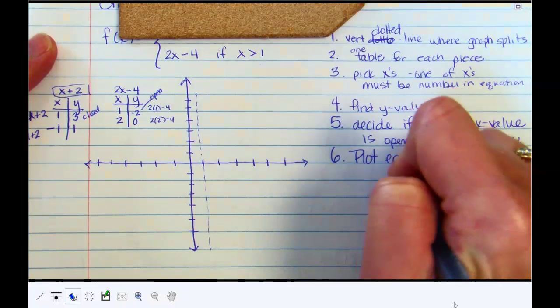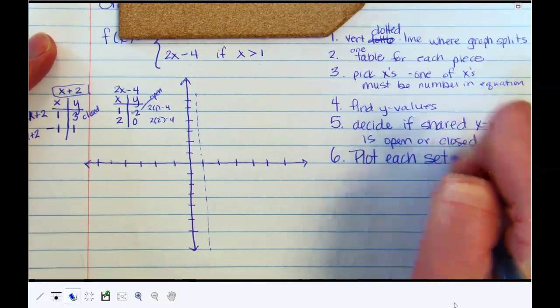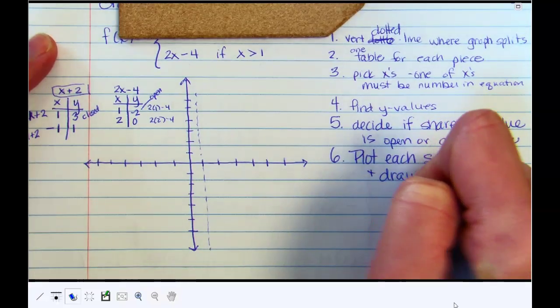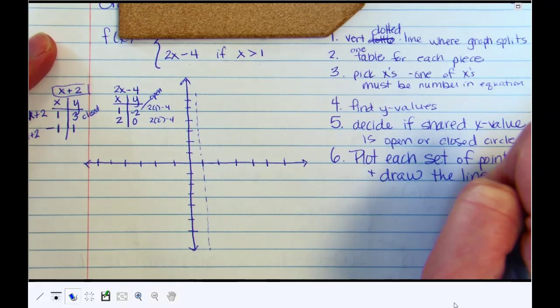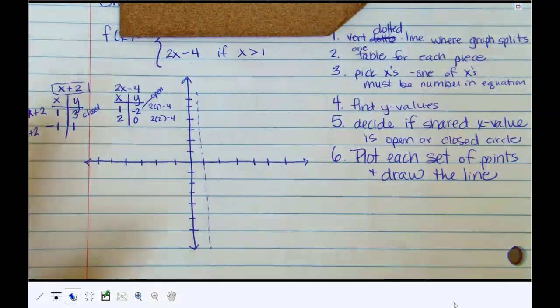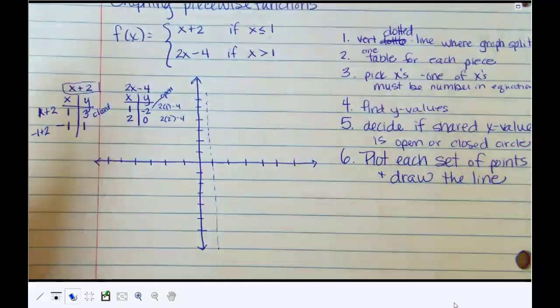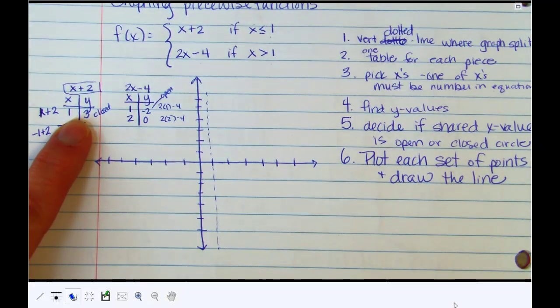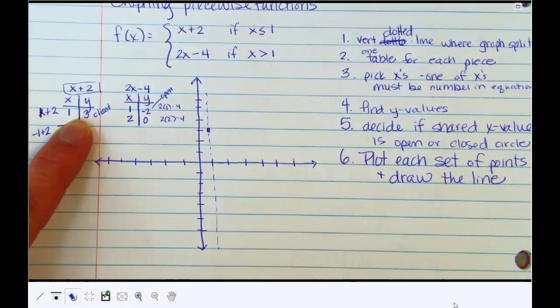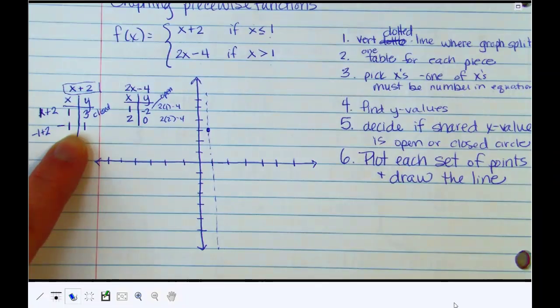Now, plot each set of points and draw the line. Now, don't do this without me because I want you to listen to me. Okay, this is super important. This is why we have a dotted line on there. Okay, let's do this guy. Okay, so x, we're going to do the x plus 2. The first coordinate point is 1, 3. That's on the dotted line. It is a closed circle. The next coordinate point is negative 1, 1.